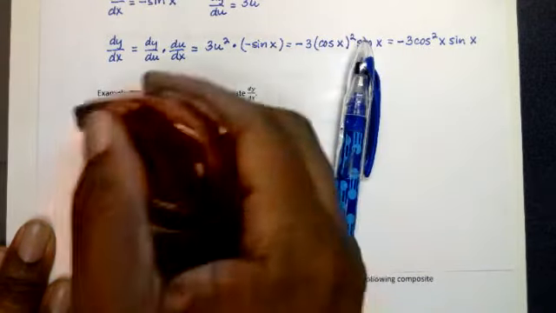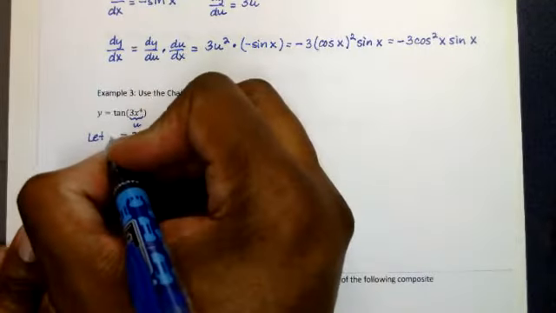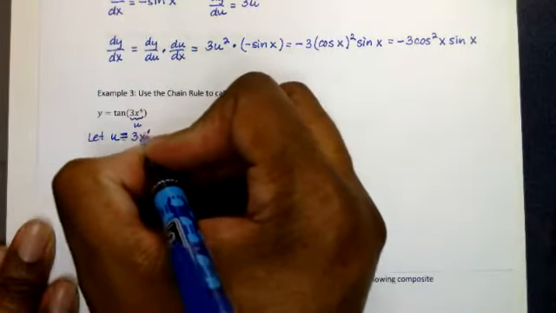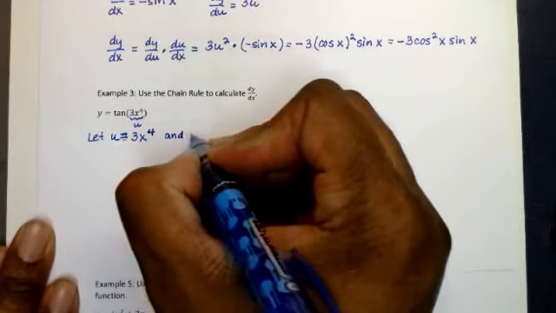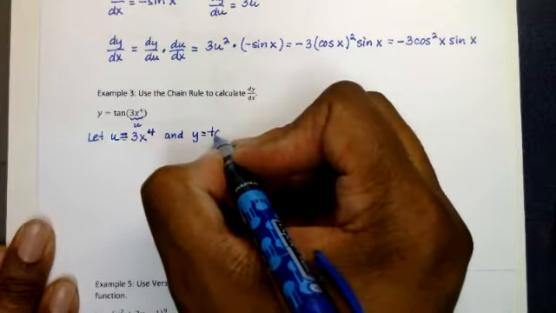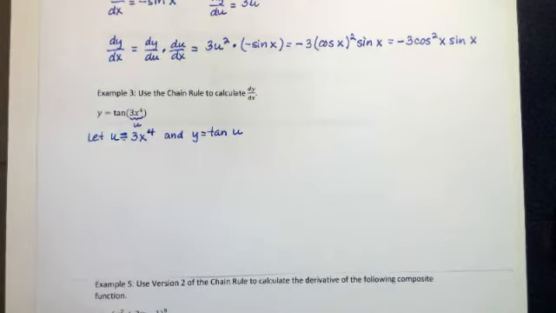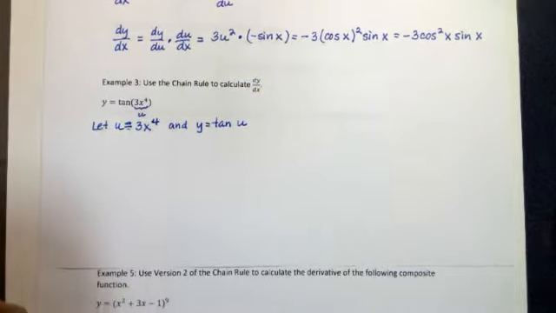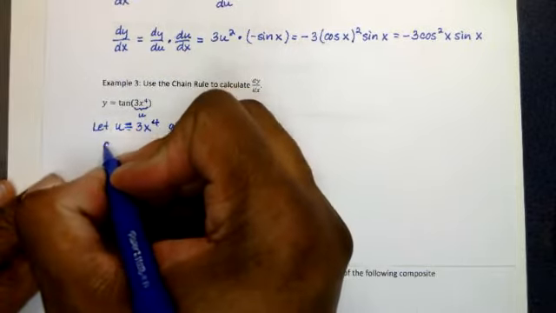Let u equal 3x to the 4th, and then y will be equal to the tangent of u. Okay, u is equal to 3x to the 4th, and y is equal to the tangent of u.